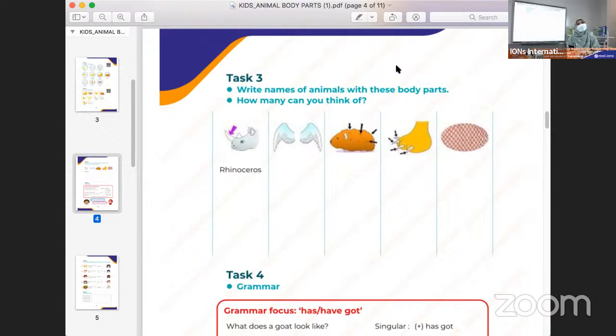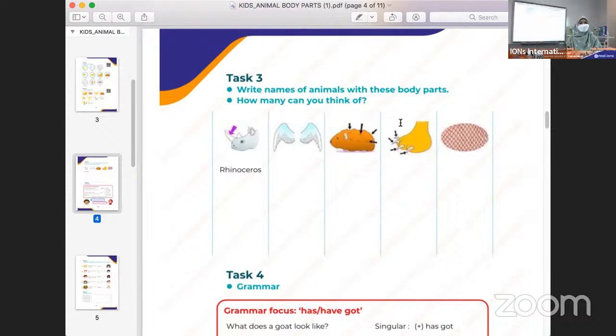And the next one is butterfly. Butterfly has very beautiful wings. So for the wings, how many can we get? The first one is bird. Many kinds of birds. All birds have wings. They have two wings. The second one is chicken. The third one is duck. The fourth one is dragonfly. And the next one is butterfly. So we have five animals. Anyone can add more animals that have wings?